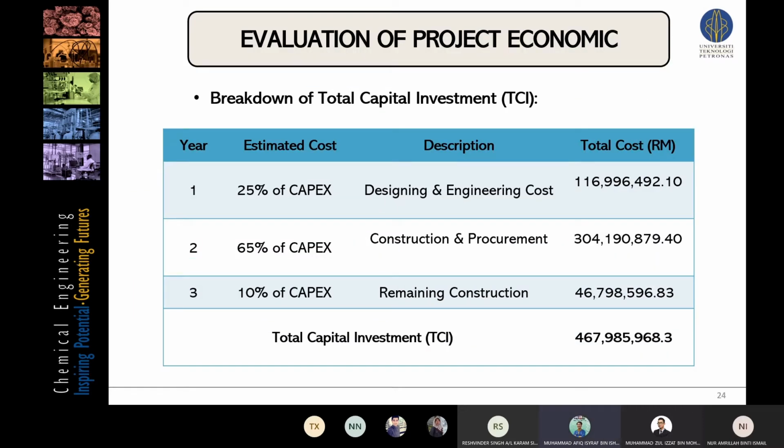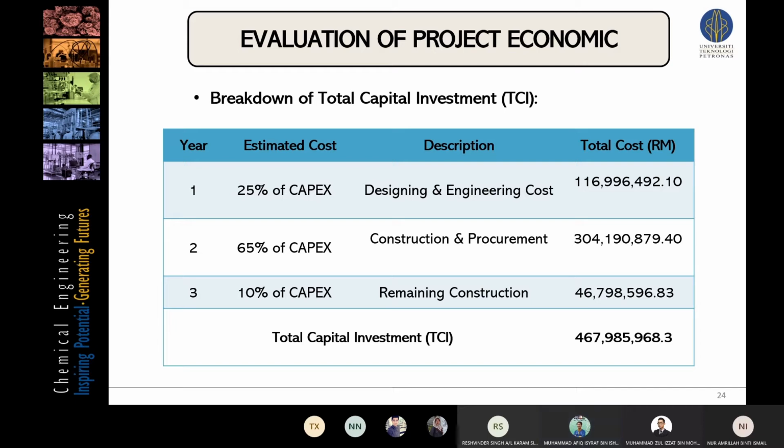All right, for the breakdown of the total capital investment, which is the CAPEX, as I mentioned just now, it can be divided into 3 years. The first year is 25%, which is designated for the designing and engineering, 65% for the second year, which is construction and procurement, and the third year is 10% for the remaining construction, and the total is 467 million ringgit.